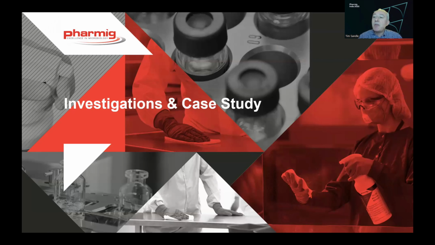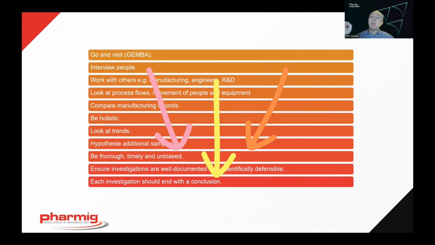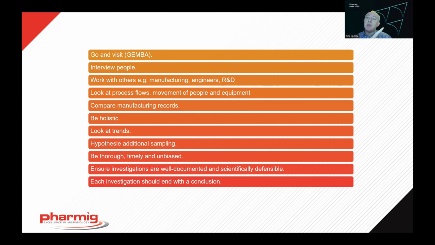Okay, so let's move on to the final main part, and we're going to look at some investigations and some case studies. First of all, here's some advice, and I know it's something that Pharmig Chairman David Keane is always keen to state, and this is where we get contamination problems: go into the area. Go and visit, go and look, interview people, work with sufficient numbers of other people, so manufacturing staff, engineering, maybe even R&D staff. Look at the process.